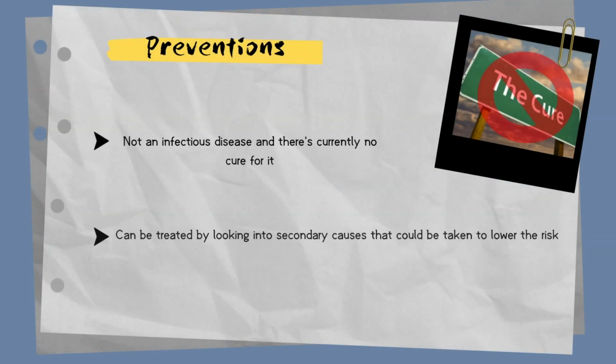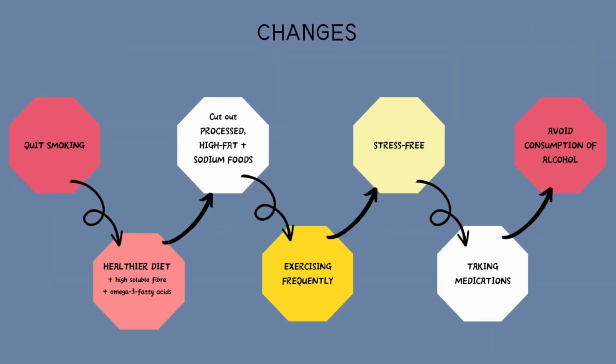So, CAD is not an infectious disease, and there's currently no cure for it. Although it can be treated by looking into secondary causes that could be taken to lower the risk, these changes can be small but impactful later on. Like I've mentioned about the causes of this disease, in order to prevent it, quit smoking because it will only aggravate the narrowed vessels. The chemicals in cigarettes increase the blood clots in arteries.